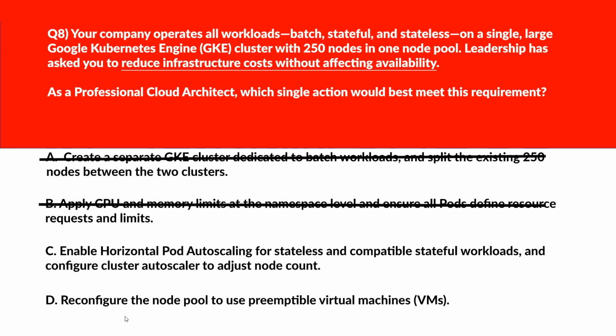We'll move to now option D. D says reconfigure the node pool to use preemptible virtual machines. This option reduces cost but risks availability due to virtual machine termination. It is not at all suitable for all workloads. Wrong answer. We'll lock option C as the correct choice.